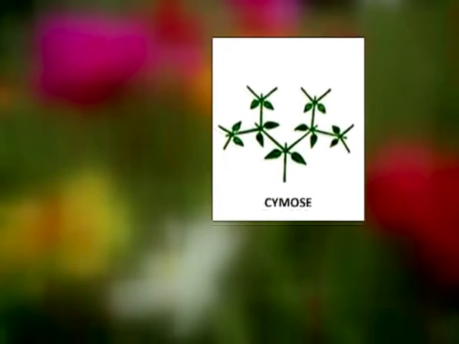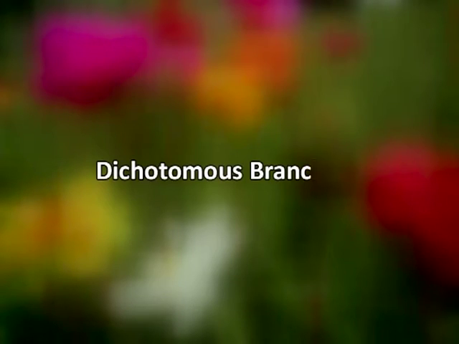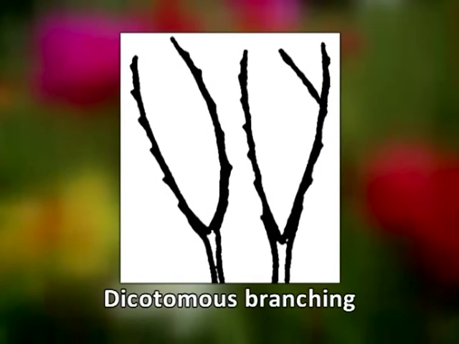In cymose type of branching, the growth of the main axis is definite. The lateral branches grow more vigorously than the main axis. As a result of this branching, the plant spreads out above and becomes more or less dome shaped. Now dichotomous branching. Here two branches are produced in a forked manner at each node in comparison to a single branch as in case of lateral type of branching.